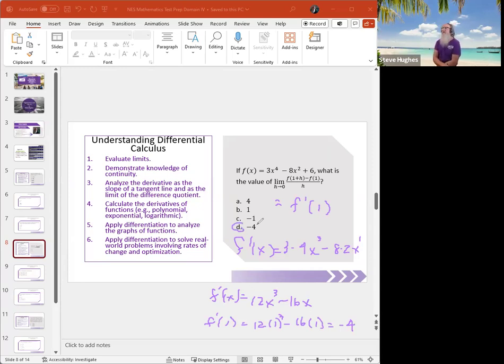All right, that's a much shorter way to do it, everybody, than work through the formal definition of a limit. You don't want to do that. You just want to go straight to the derivative itself. All right, very good. Moving on.